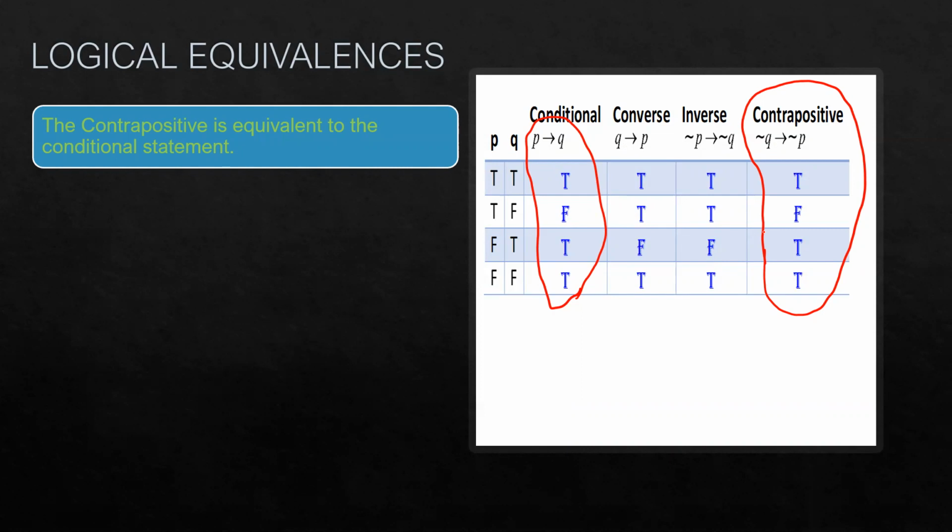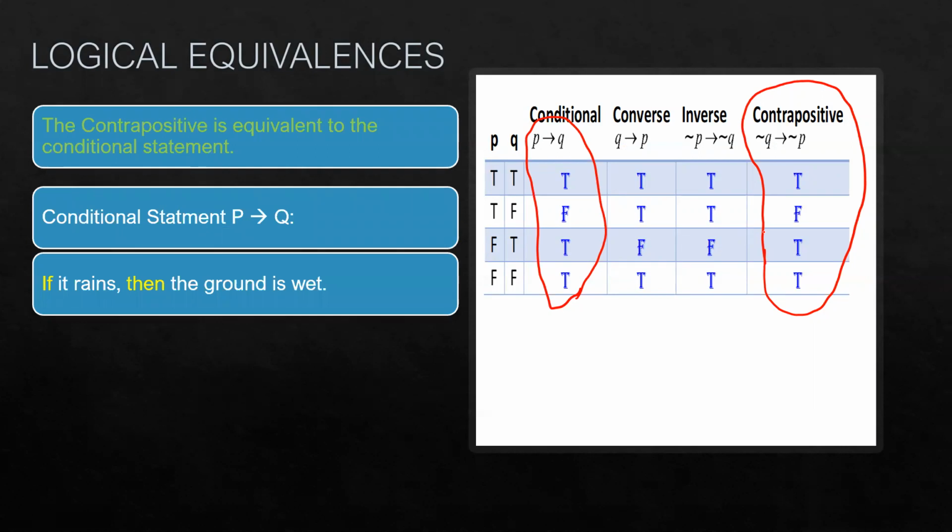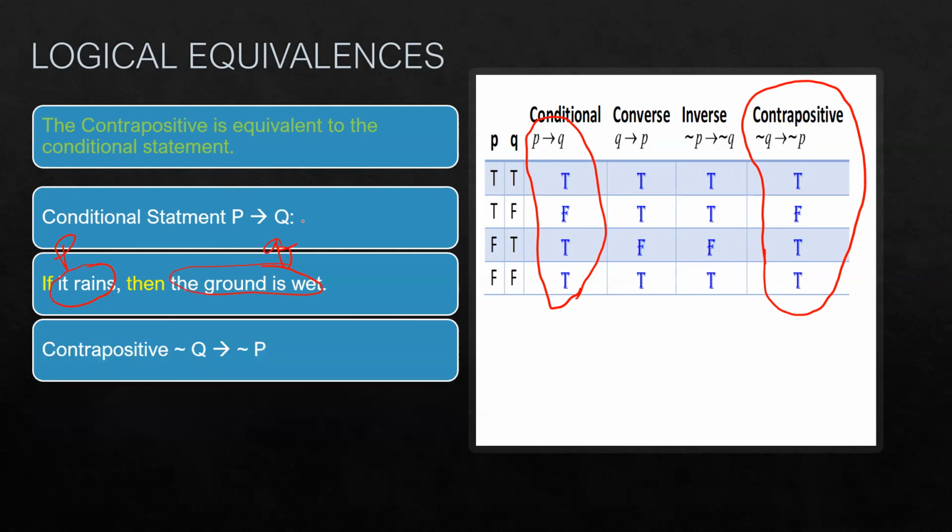Now, what does this all mean? I'm going to give you an example here. Suppose that your conditional statement, if P then Q, reads, if it rains, then the ground is wet. So this right here is your P, and this right here is your Q. Now the contrapositive, not Q, that squiggly sign means not, is: if not Q, then not P.